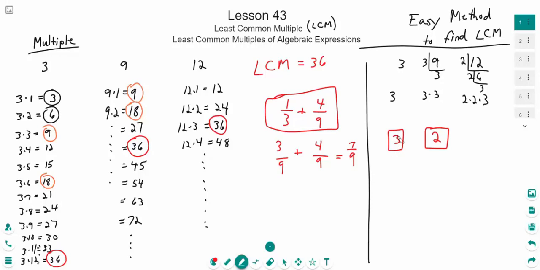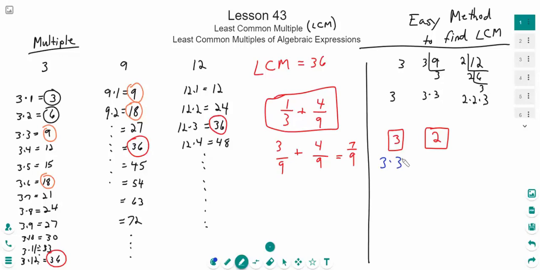The next step is to determine the greatest number of 3s that are used for any one number. So for this first number, we only used one 3. The second number, we used two 3s. And the third number, we only used one 3. So the most 3s we used in any of these numbers is two. So we are actually going to use two 3s.